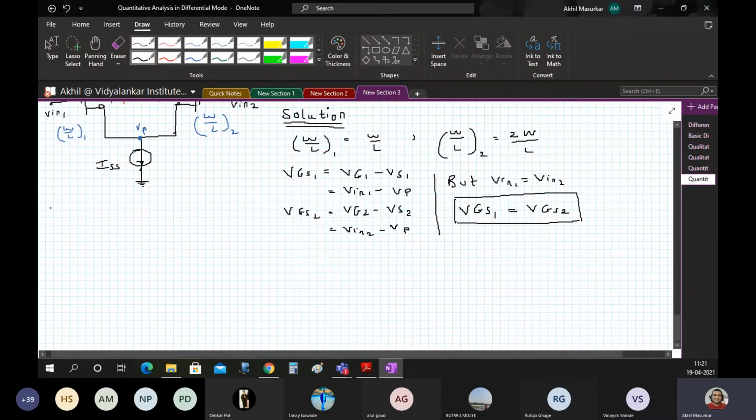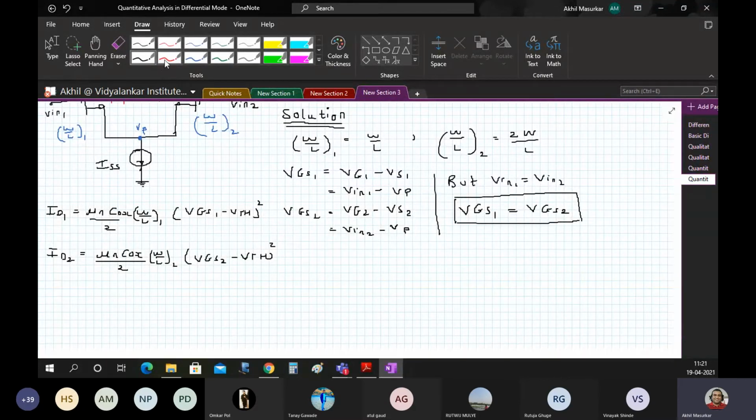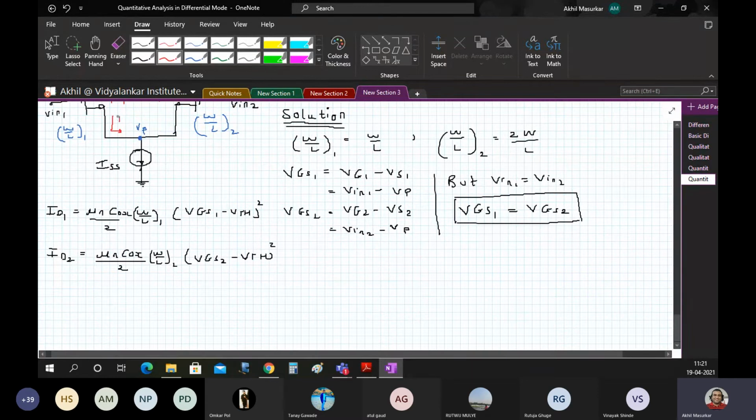Now if you look at the current equation, that is ID1 in the saturation would be mu n COX W by L1 by 2 into VGS1 minus VTH the whole square, and ID2 would be mu n COX W by L2 upon 2 into VGS2 minus VTH the whole square. So here, where is ID1 and ID2? ID1 is flowing like this and ID2 is flowing this way.